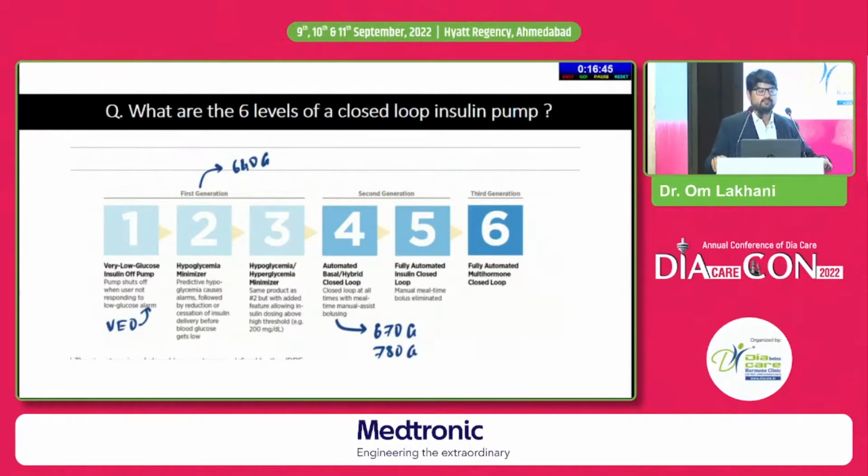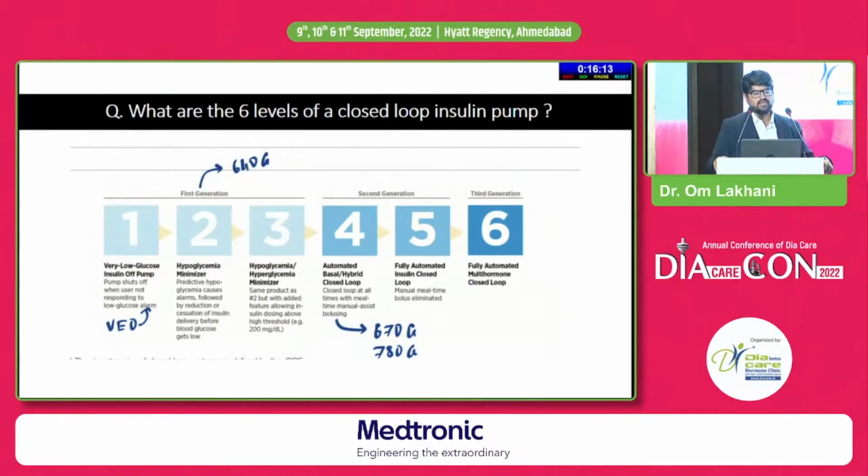The first one is what is known as a very low glucose insulin off pump. It's a very simple device. When the glucose goes low, the pump gets shut off. Let's say you set the threshold to 60 milligram per deciliter. If the blood glucose goes to less than 60, the pump will shut off. We have this pump available in India. It's called the Medtronic VO. Most of the pumps that we have are from our sponsors right now, Medtronic. The majority of pumps available in India are through Medtronic, so we'll be mainly talking about those pumps.